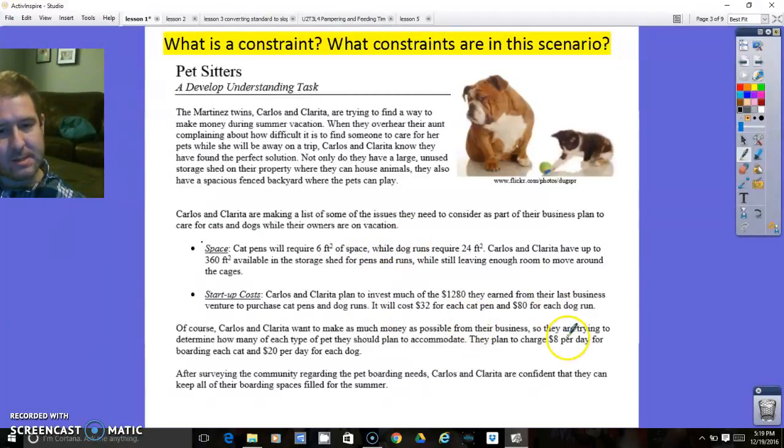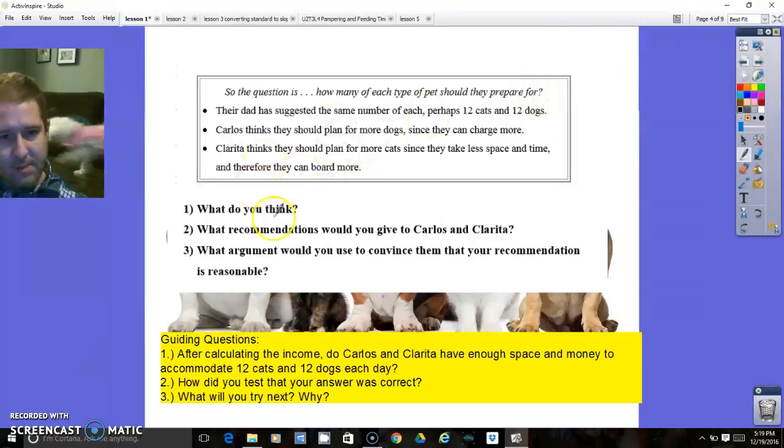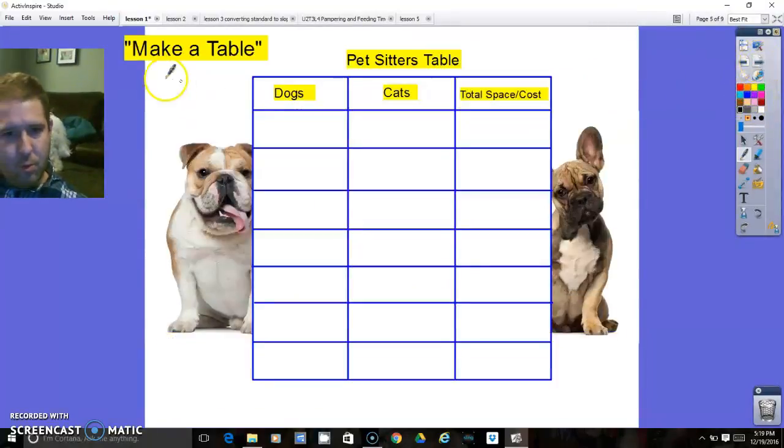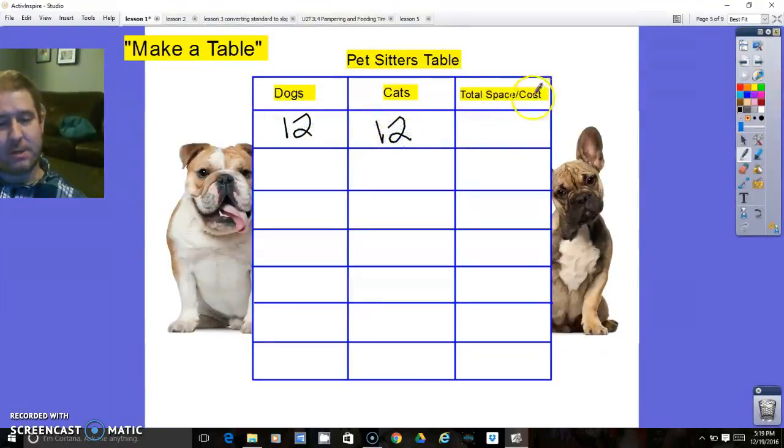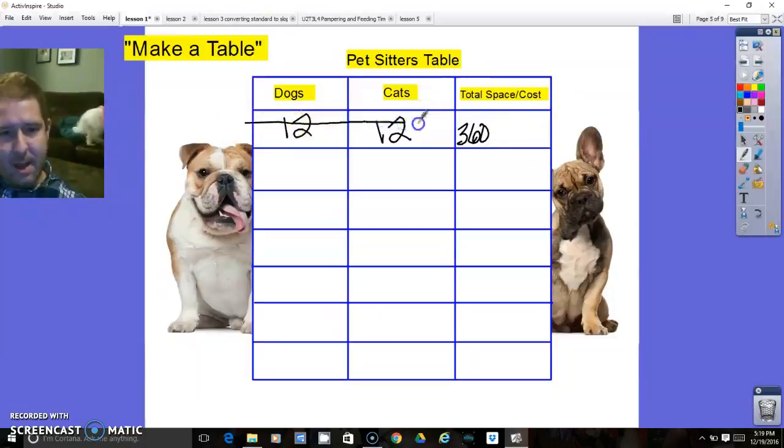And the point of this lesson is to figure out how many cats and how many dogs would be the most profitable for my business if you make $20 a day per dog and $8 a day for each cat. All right, so it starts us off with 12 as an option. You try 12 dogs and 12 cats, and you find out that it happens to be exactly 360 space, but it ends up costing too much, so that is not a viable solution. That is too expensive.